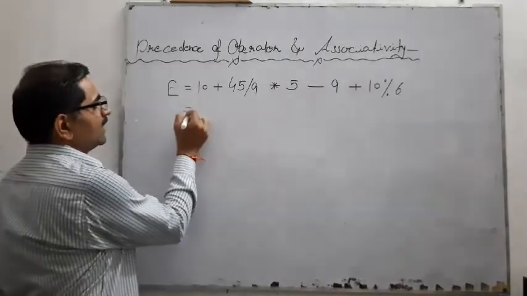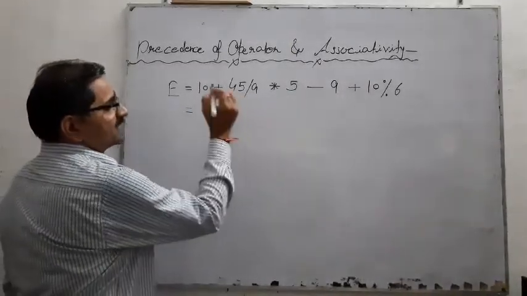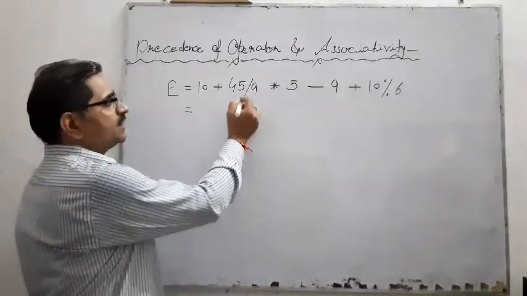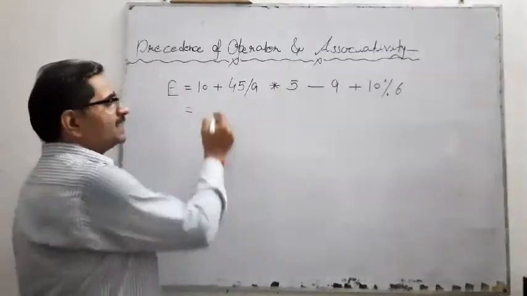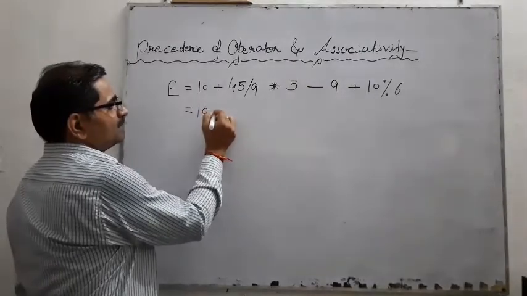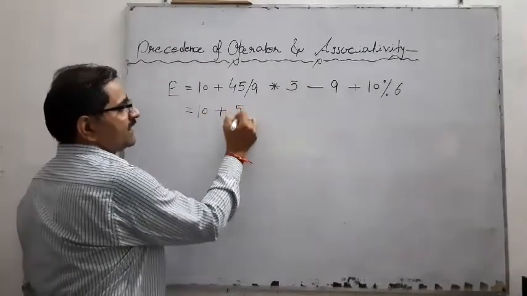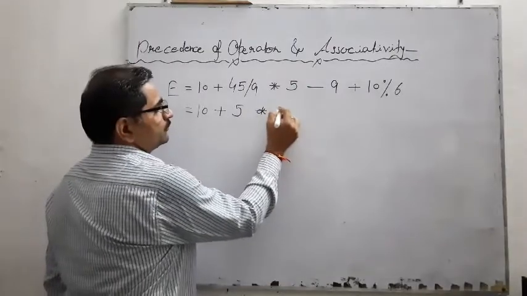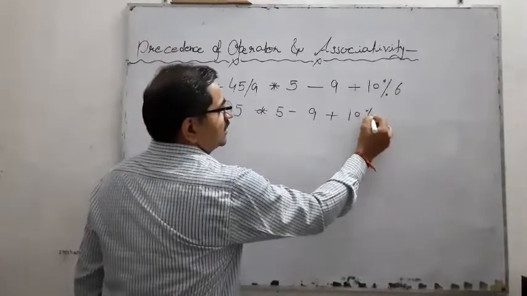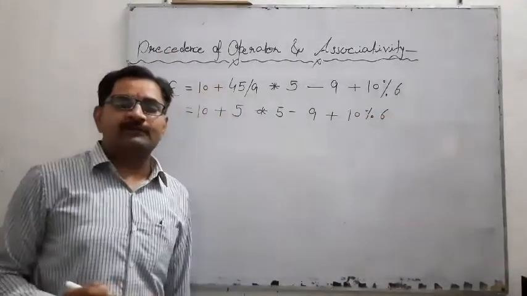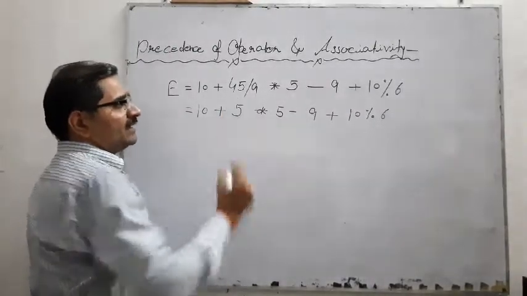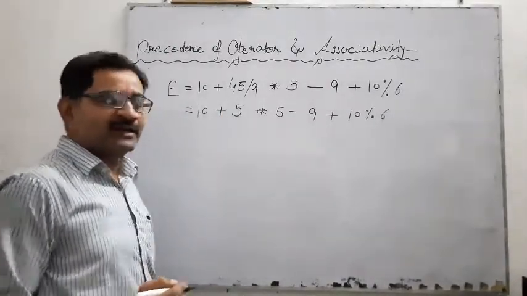Here we have addition and division. Which operation should be first? Division, since the priority of the division operator is higher than the plus. So the next step: 10 + 9 5s are 45 * 5 - 9 + 10 mod 6. At a time we will perform only one operation. So 45 divided by 9 is evaluated.